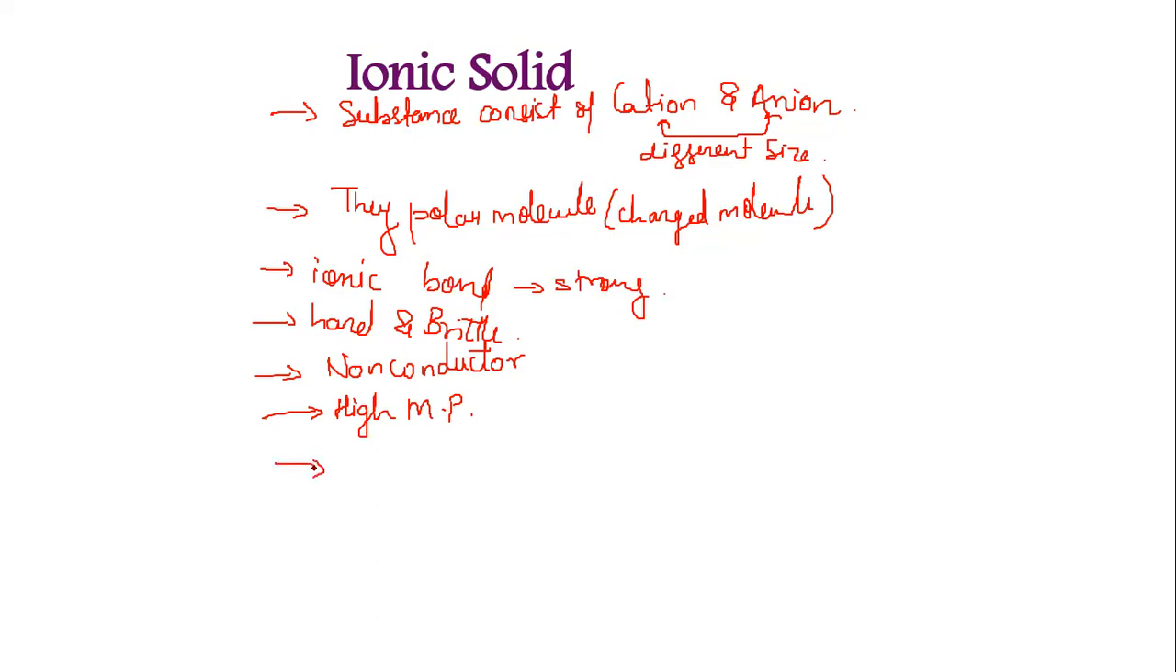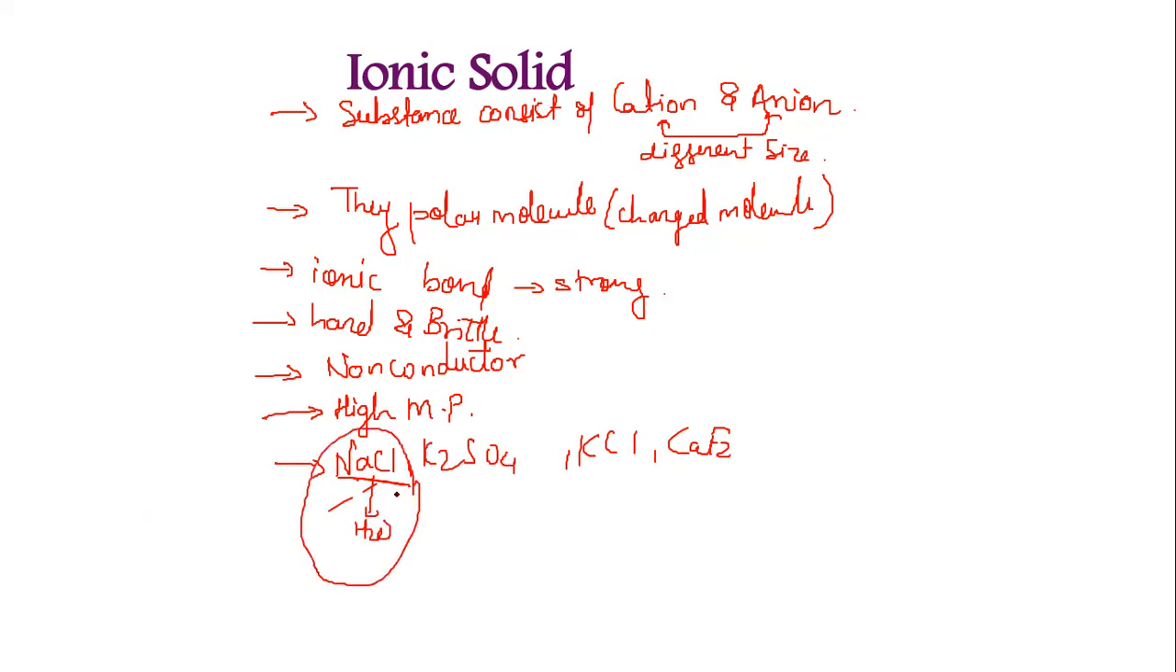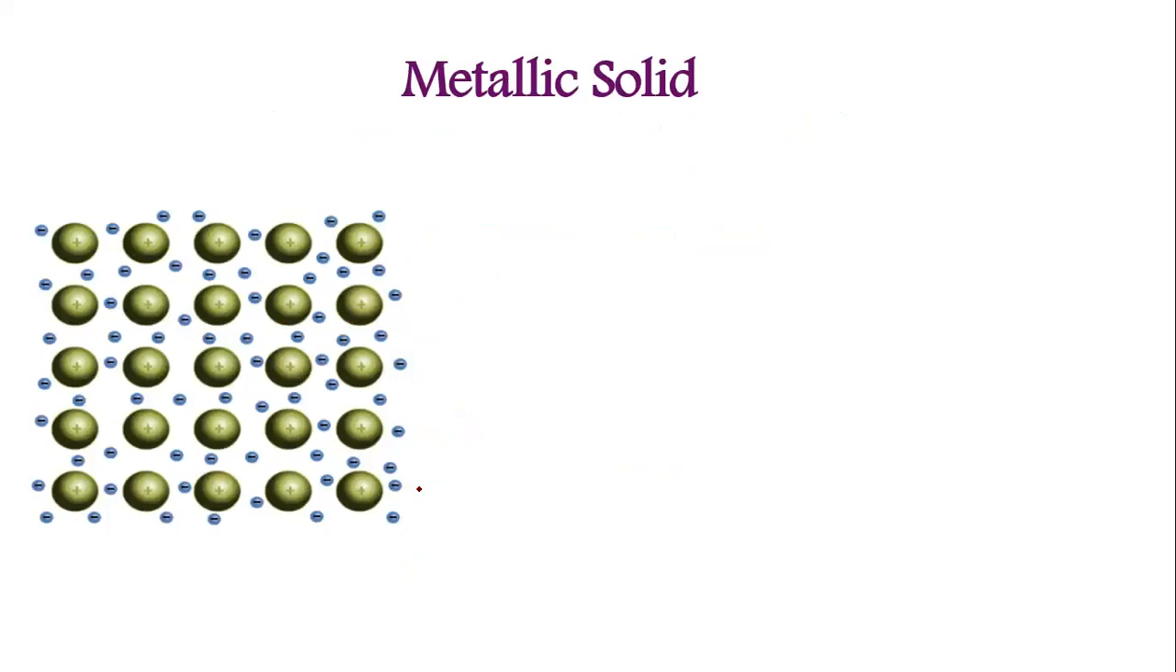Now, what are the examples of this? H2SO4, KCl, CaF2. These all are the examples. So when they are in solid state, they won't conduct electricity. But NaCl, if it goes into water, then it conducts. This was all about ionic solids. Now next is metallic solids.